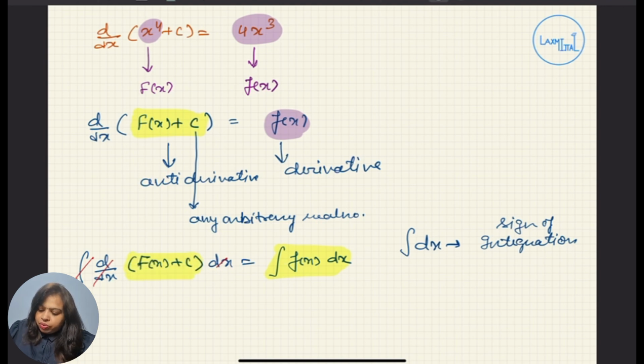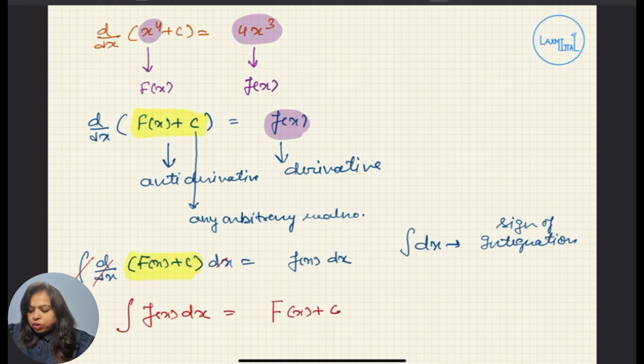So this way, the integration of f(x) dx is F(x) plus c. Due to the presence of c, it is indefinite integration because you may have infinitely many antiderivatives. As the value of c changes, you can put plus 1, plus 2, minus 1, minus 2, root 5, root 6, any value it can have. Therefore, you can have infinitely many antiderivatives. So the antiderivative is not unique in nature.